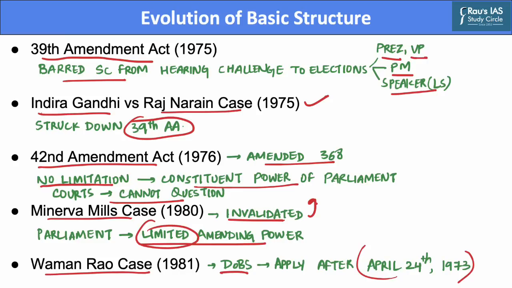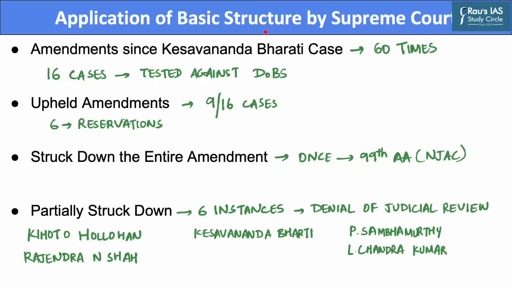Now, after understanding the evolution of the basic structure, let us understand how the Supreme Court has applied this doctrine. Since the year 1973, the year of the Kesavananda Bharati judgment, the Constitution has been amended more than 60 times. In these 5 decades, the Supreme Court tested constitutional amendments against the doctrine of basic structure in at least 16 cases. In 9 of these 16 cases, the Supreme Court upheld the constitutional amendments that had been challenged on the grounds of violation of basic structure. 6 of these relate to reservations, including quotas for other backward classes and economically weaker sections, and reservations in promotions.